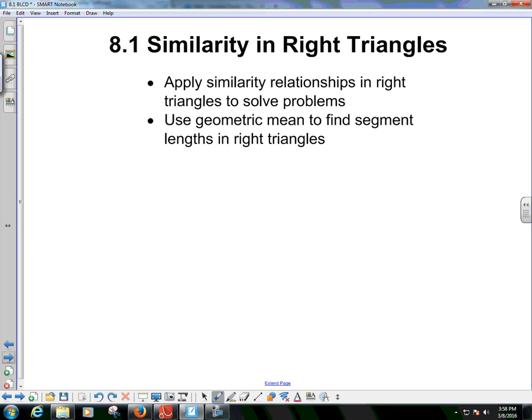So we're going to jump ahead to chapter 8.1, and we're going to talk about similarity in right triangles. But here's the thing, we've already been talking this week about similarity in triangles in general. We're going to talk about special triangles, right triangles, and how they have some special things that happen to them. So we're going to apply similarity relationships in right triangles to solve problems, and then we're going to use geometric mean to find segment lengths in right triangles.